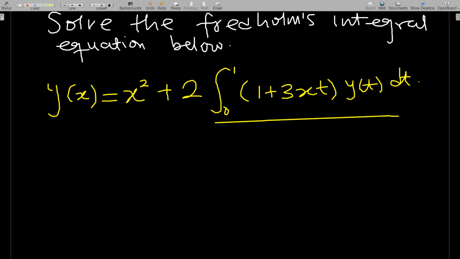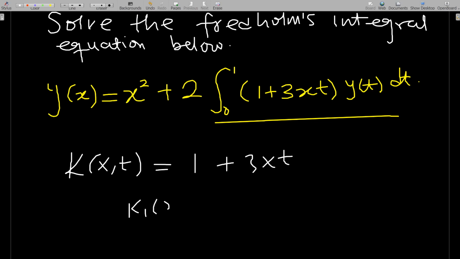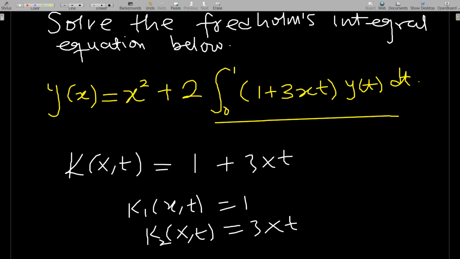A degenerate kernel, let's say k of x,t, is a kernel that can be expressed as a summation of some functions of x and t. So this can be written as 1 plus 3xt. If we pick our first kernel k1 of x,t to be 1, then our second kernel k2 of x,t will be equal to 3xt, right? So this is a summation of two kernels.